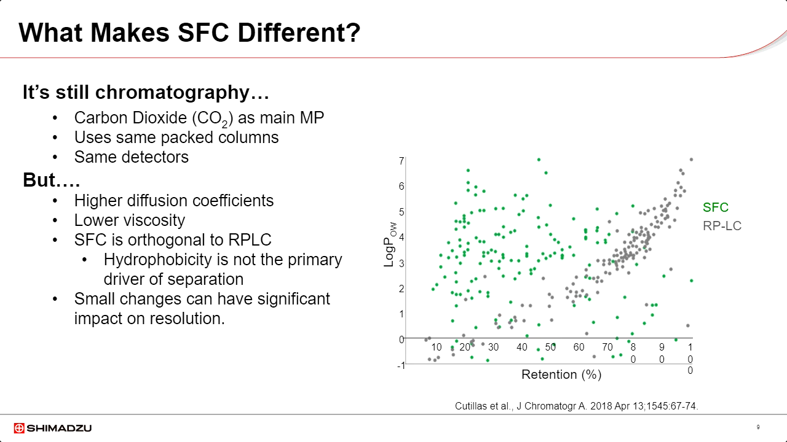SFC is also orthogonal to reverse phase liquid chromatography. In other words, it's not dictated by hydrophobicity. So if you look at the chart, or the graph, I should say, on the right-hand side, where the gray dots represent log P of different samples versus retention time, you'll notice that it's fairly linear, whereas the same samples in SFC are all over the place. This means that small changes in SFC can have significant impact on resolution.